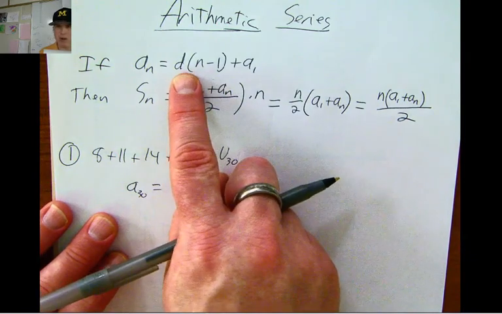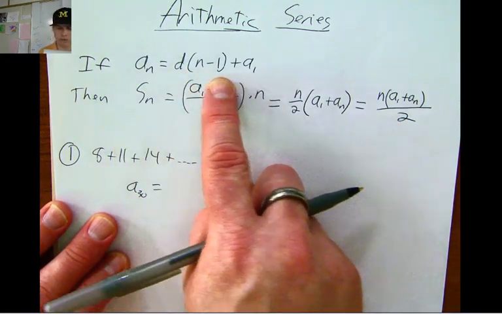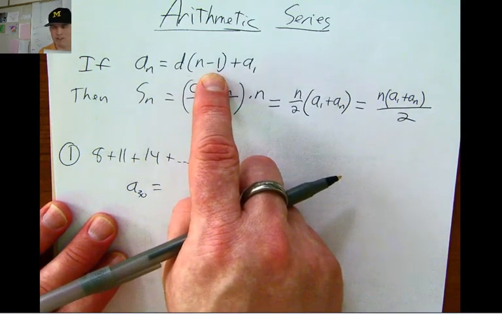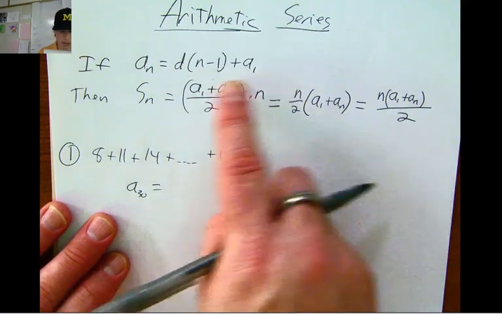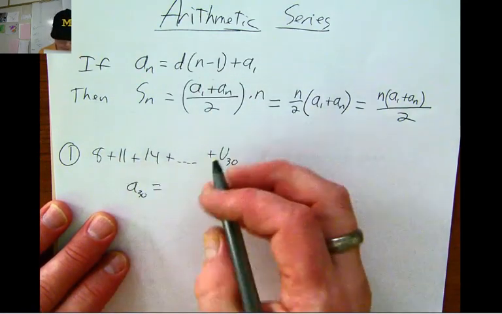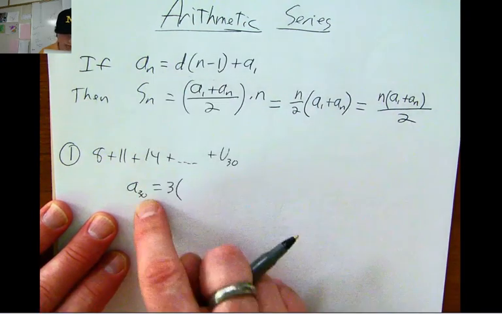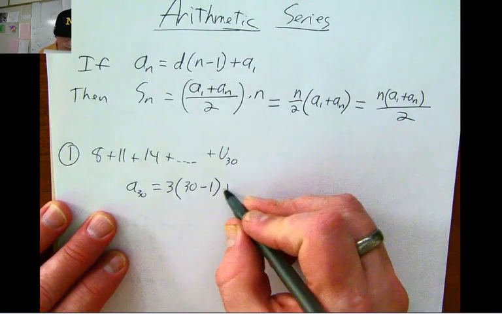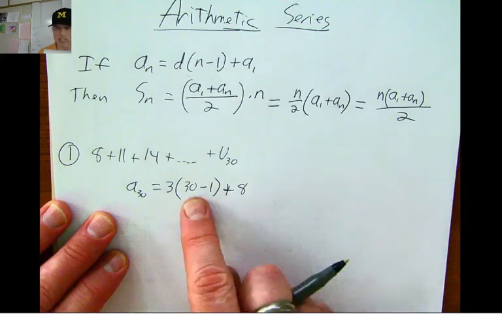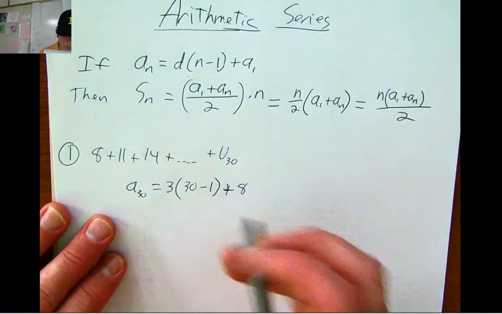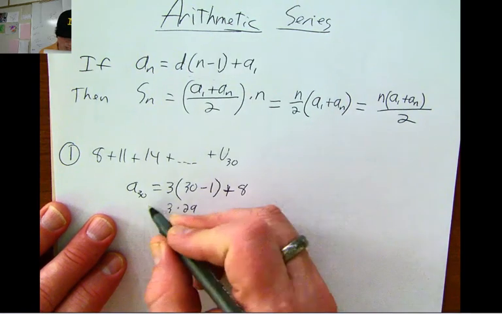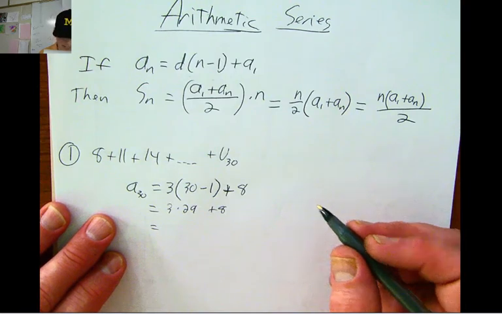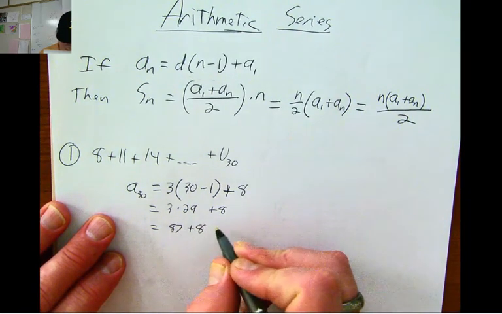If you notice, this is just like point-slope form, with the slope d, the n minus 1 for the first term, and the first term is a1. Anyway, the slope, we're adding 3 to get from number to number. And then I just changed the n to 30. So 3 times 30 minus 1, plus a1, so plus 8. Let's see, 30 minus 1, that's 29. 3 times 29 plus 8. 3 times 29 is 87, and 87 plus 8 is 95.